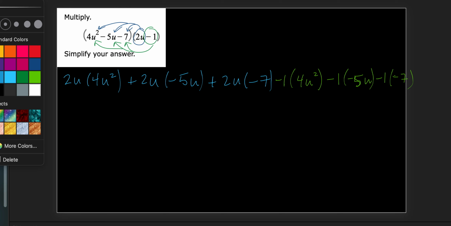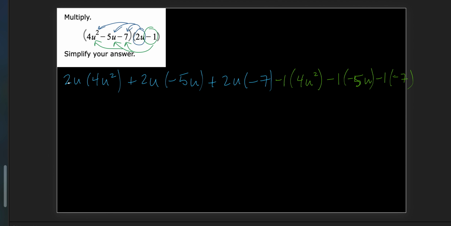So I distributed that negative 1 to everything. Now I'll just use white to actually multiply them. So 2 times 4 is what we look at here, 8u to the third. And then here we have positive times a negative, so that's a negative. 2 times 5 is negative 10. U times u is u squared. Here, positive times a negative. 2 times 7 is 14, so negative 14u. And then here we have negative times positive, that's negative 4u squared. And then negative times negative is positive, 5u. And then negative 1 times negative 7 is a positive 7.